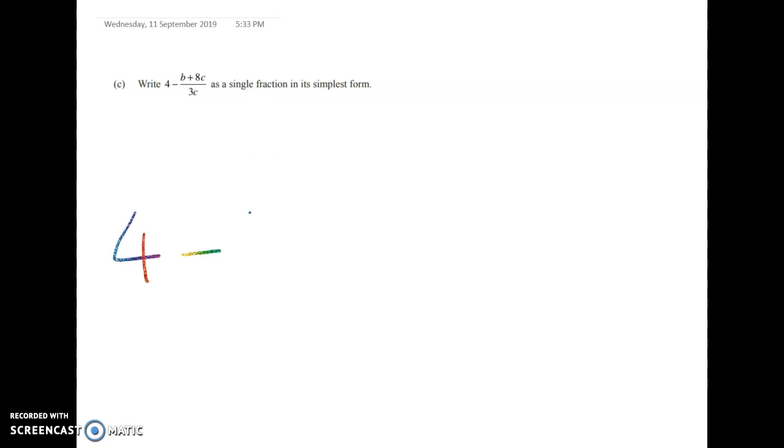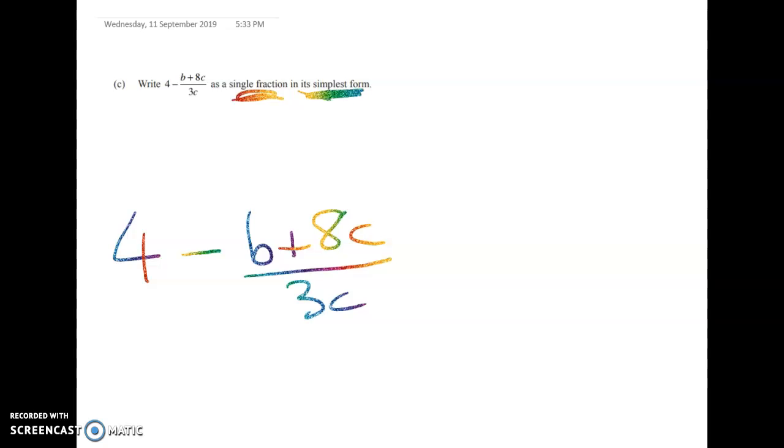We've got 4 minus b plus 8c over 3c, and we have to write it as a single fraction in its simplest form. The first thing that I want to do when I see that, partly to avoid making mistakes, is to put some brackets in, so make our invisible brackets here visible, right? The invisible brackets are given by this fraction line, right? So if we put those in, we're much less likely to make a really, really common error. So now what am I going to do?